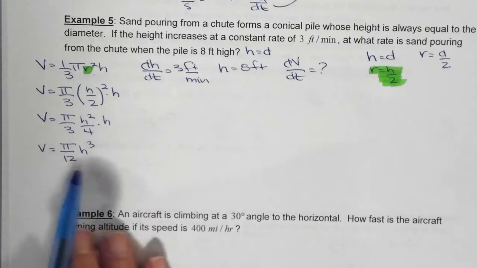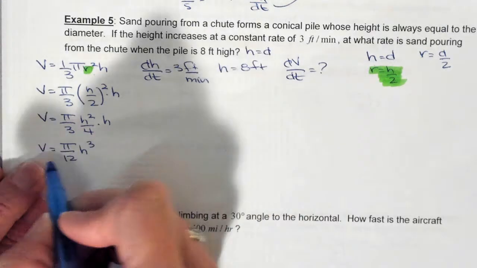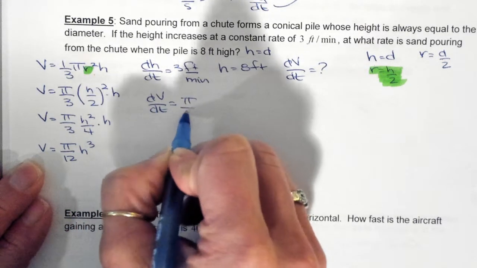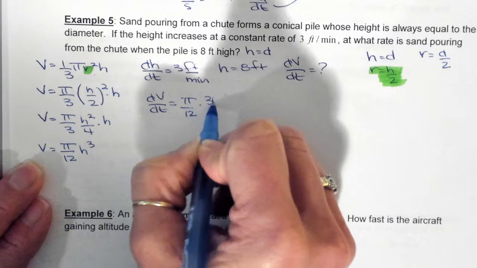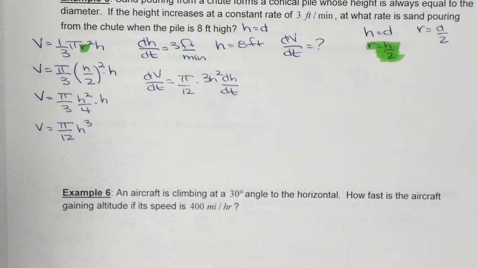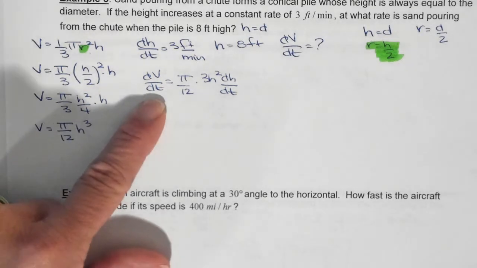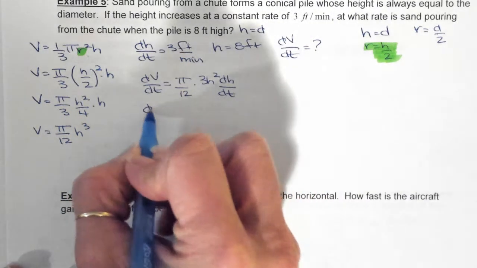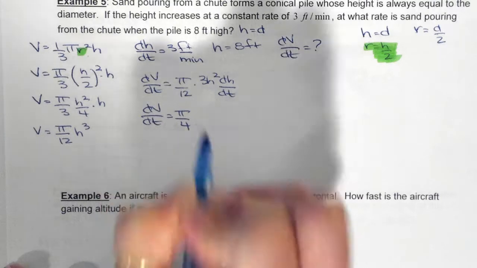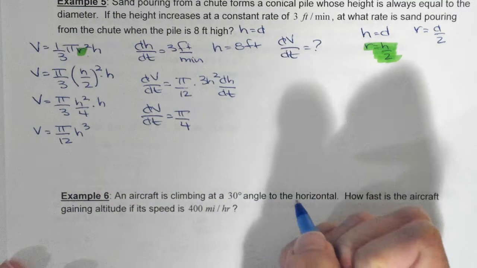Okay, so now we need to take the derivative. I'm going to start fresh right here. dV/dt is equal to pi over 12 times 3h squared dh/dt. That is my full derivative. I know I can reduce this, and I will in just a second. dV/dt, that's my unknown, true? So it's in the right spot, because this is equal to, this becomes pi over 4. What is h? Yeah, 8 feet.